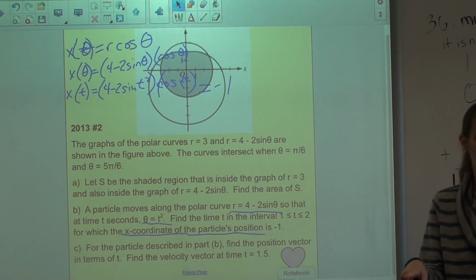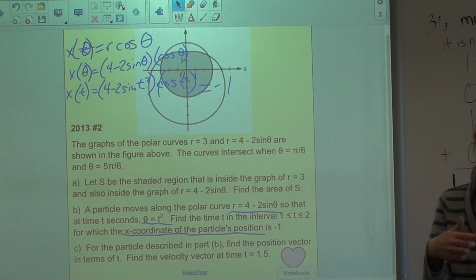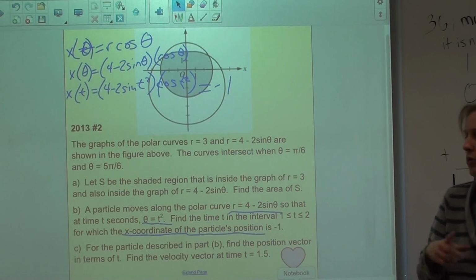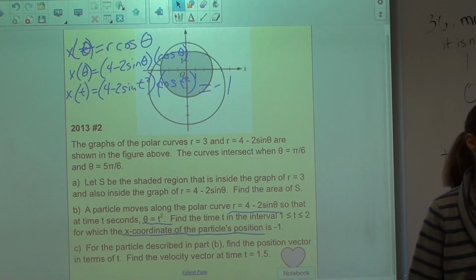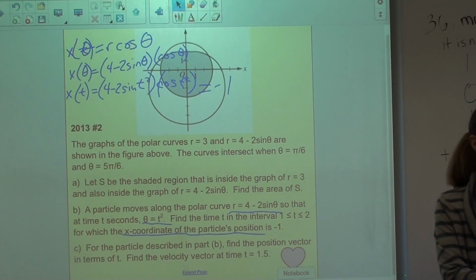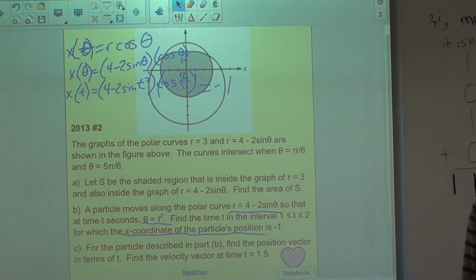If x of t is r cosine theta, which in this case is r times cosine t squared, what is y of t? What's y of theta? R sine theta, right? So you do r sine theta and then just change the thetas to t squareds. Is that okay? Okay, good.